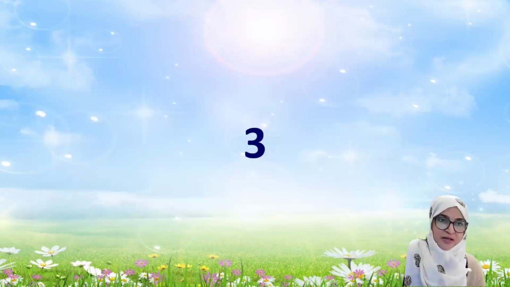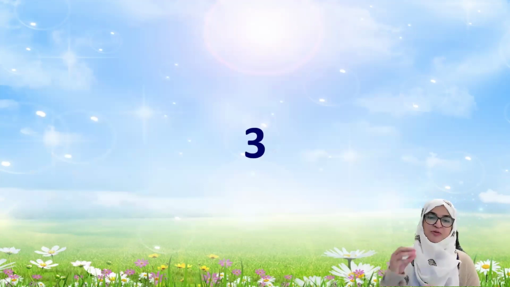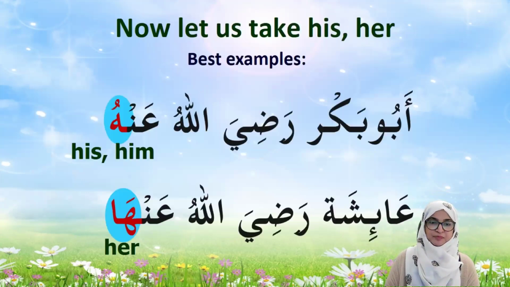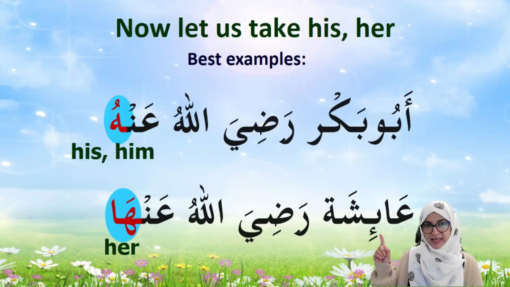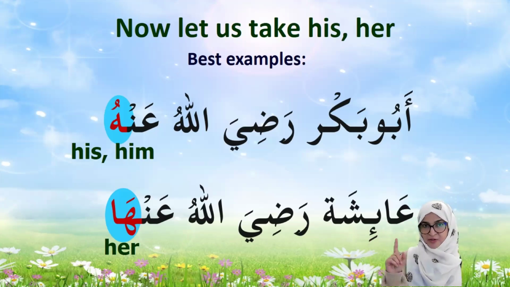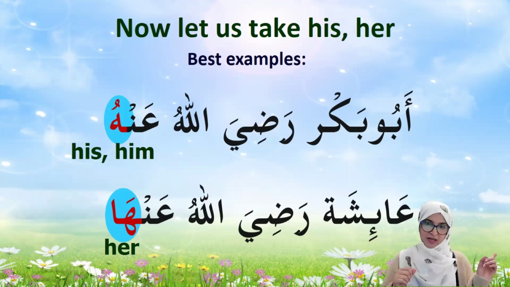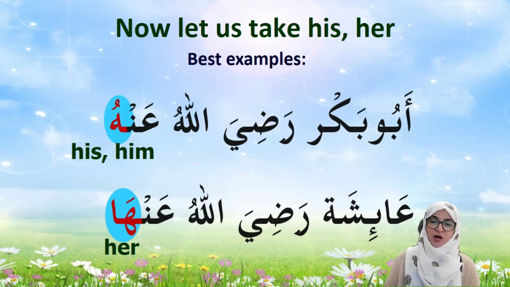Now, the third part. We did part 1, part 2. Now, the third small unit. What are we going to talk about today? We are going to look at this. We did he. Now, we're talking about his and her. So Abu Bakr, and his and her are actually the attached pronouns we will be doing. So Abu Bakr radiyallahu anhu.